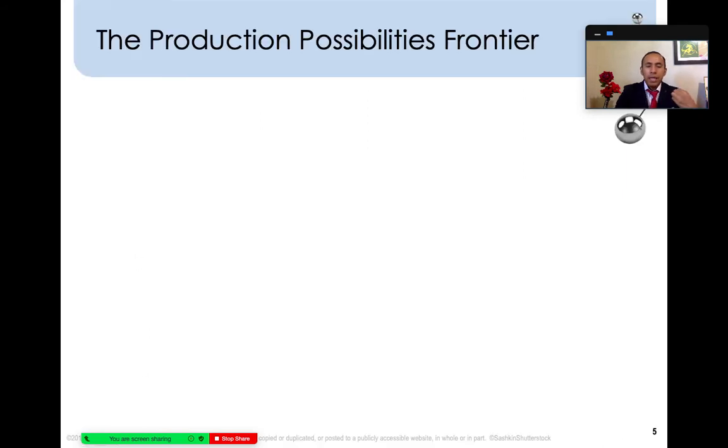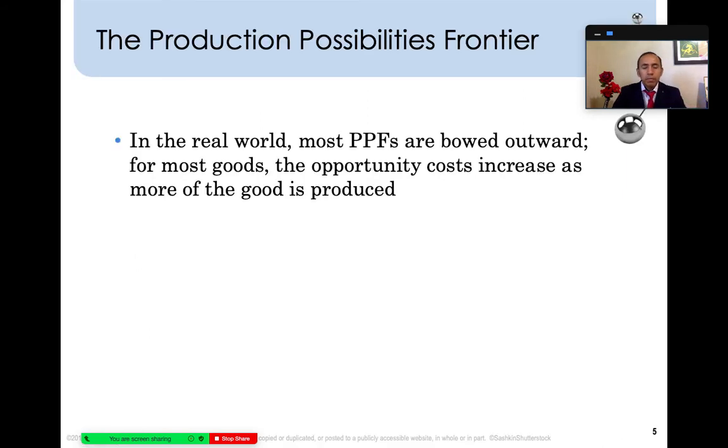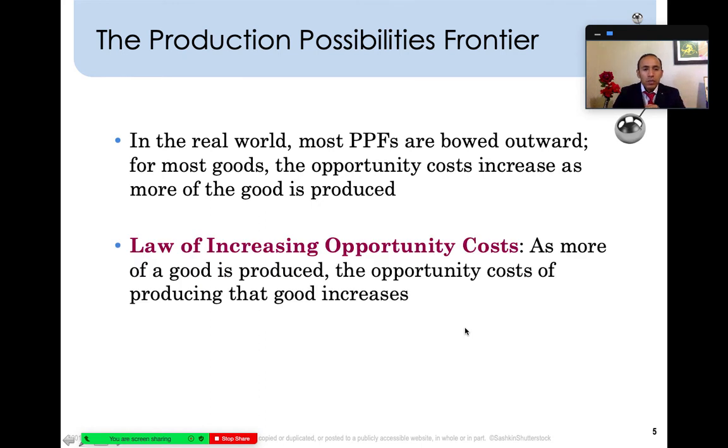Sometimes we have a production possibilities frontier that in the real world has an increasing trade-off. Most production possibilities frontiers, PPF models, are bowed out or concave outward, and they have increasing opportunity costs. As we produce more of a certain good, the opportunity cost or the trade-off increases significantly. This is referred to as the law of increasing trade-offs or the law of increasing opportunity costs.